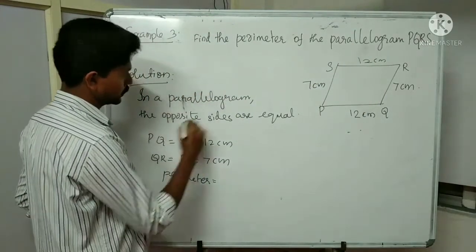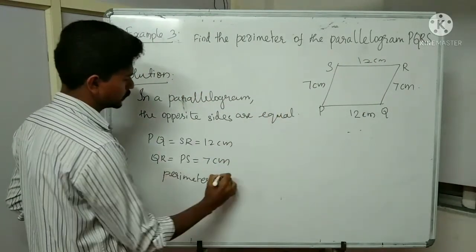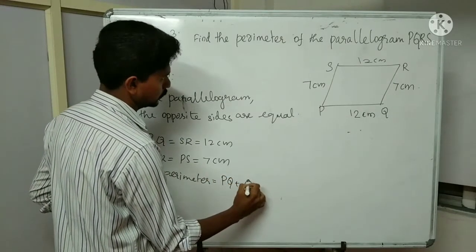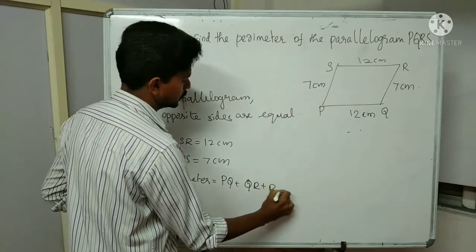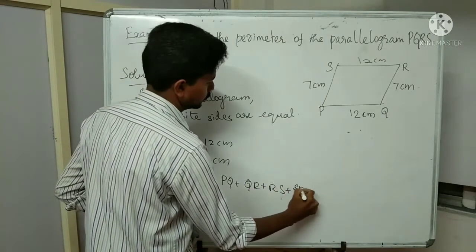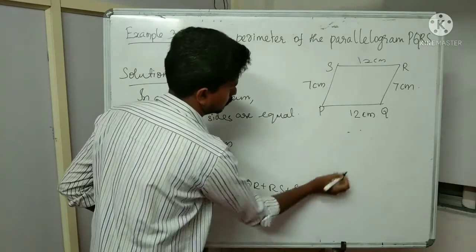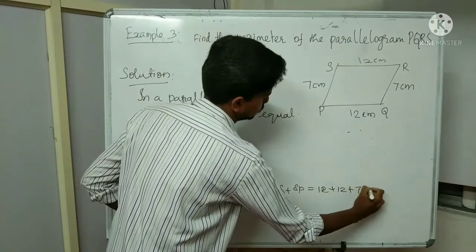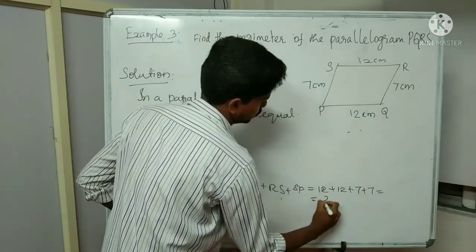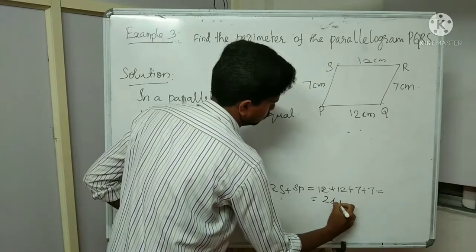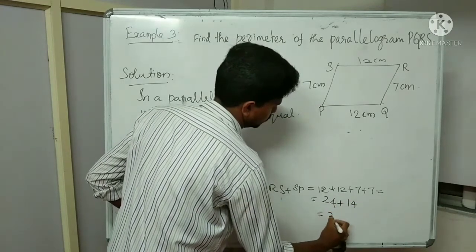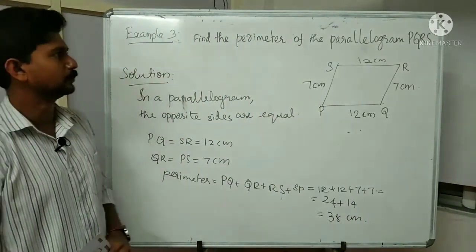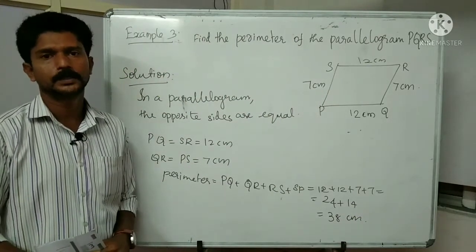So we can add all the sides, which means PQ plus QR plus RS plus SP, which is equal to 12 plus 12 plus 7 plus 7, so 12 plus 12 is 24, 7 plus 7 is 14, so we get 38 centimeter as the perimeter of the given parallelogram. Let us see the next question.